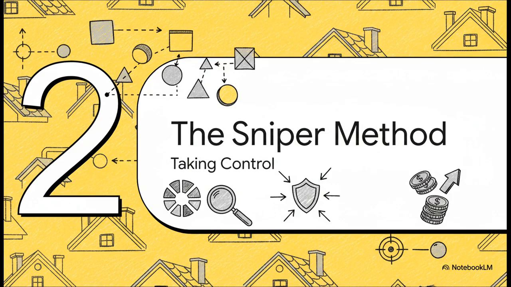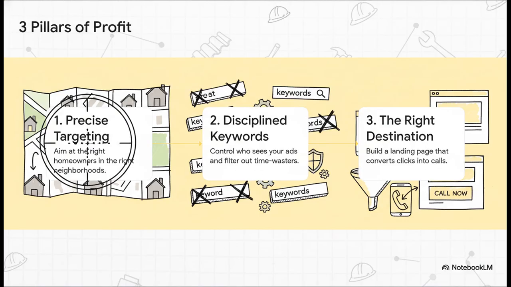Okay, so we've seen the problem pretty clearly. Now let's talk about the solution. The sniper method. Let's get into how you can finally take back control of your ad spend. The sniper method really stands on 3 simple but incredibly powerful pillars. Number 1, precise targeting, so you're only reaching the right people in the right places. Number 2, disciplined keywords, making sure only serious buyers ever see your ad. And number 3, sending that valuable traffic to the right destination, a place that's actually designed to turn that click into a call. Let's break each of these down.